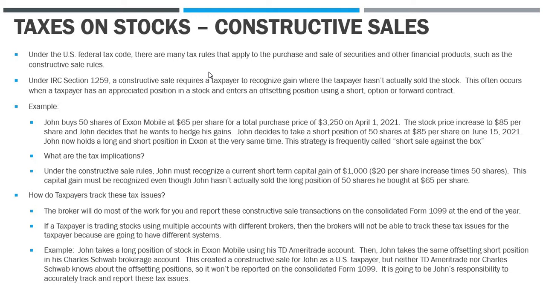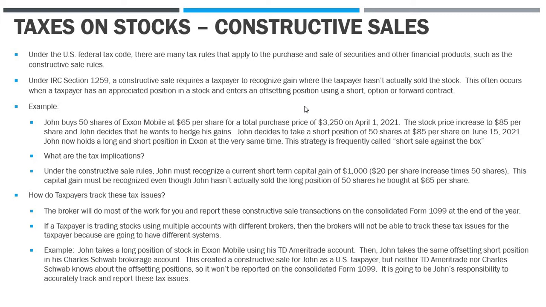So the constructive sale rules are one such measure. So let's just start with the code section itself, right? So the relevant code section is Internal Revenue Code, IRC section 1259. And what this section states is that a constructive sale requires a taxpayer to recognize a gain where the taxpayer hasn't actually sold the stock. Okay, and where this often occurs is when a taxpayer has an appreciated position in a stock and then enters an offsetting position using either a short, an option, or some type of forward contract.